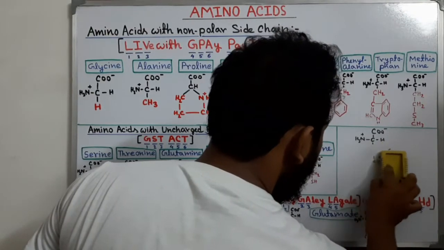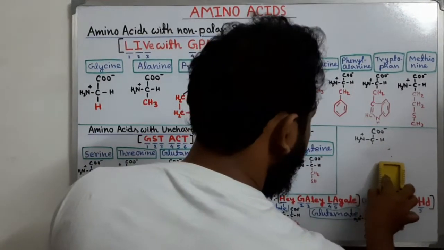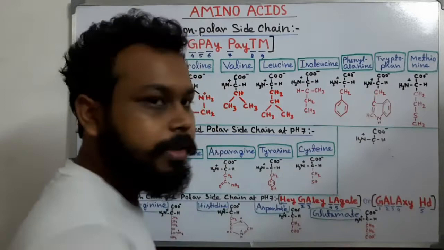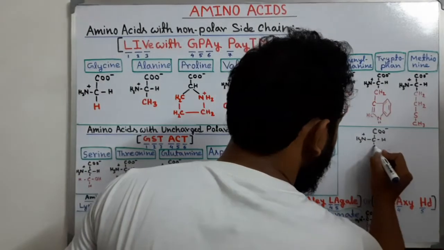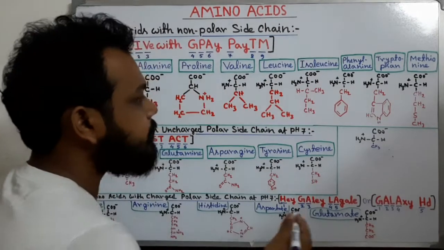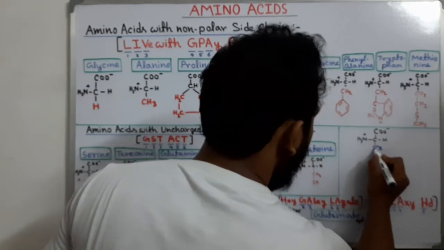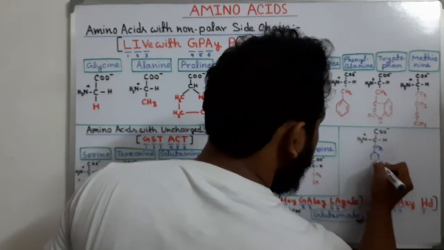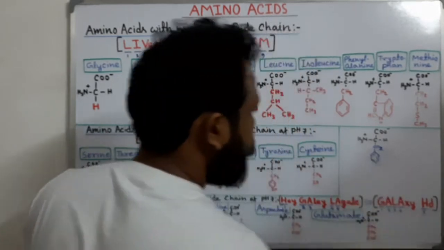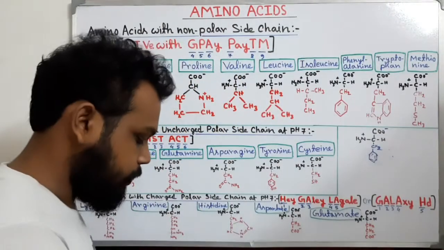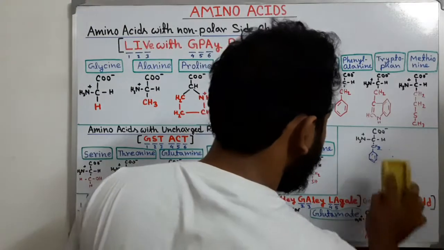Next one is phenylalanine. How to remember the structure of phenylalanine? In the name, alanine is present, so at first we draw the alanine structure, and just add the phenyl group. Here this will be CH2, and we draw this phenyl group. Now your phenylalanine structure is this. At first draw the alanine structure, and next add the phenyl group here. So this is the structure of phenylalanine.